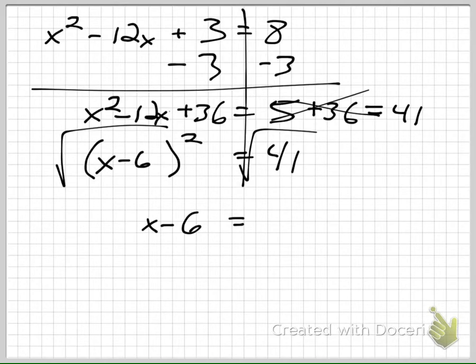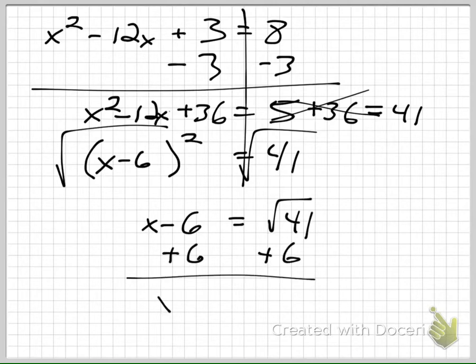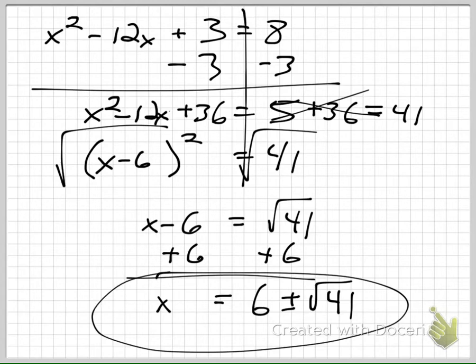Technically, you could do this. You could go, the square root of 41 plus 6, x equals 6 plus or minus the square root of 41. Does that make sense? That actually is the answer. That is the exact answer. X equals 6 plus or minus the square root of 41.